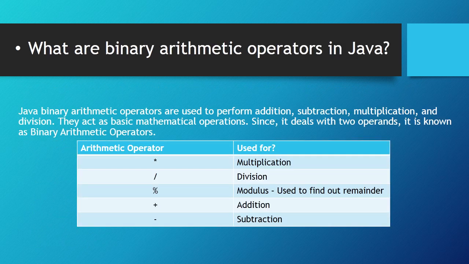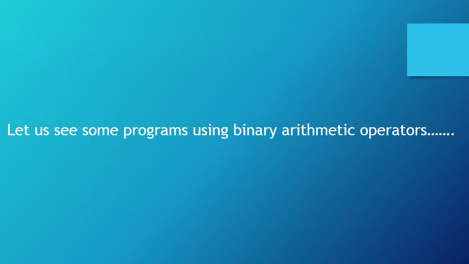Arithmetic operators in Java. Java arithmetic operators are used to perform addition, subtraction, multiplication, division, to find the remainder of the two numbers, etc. They act as basic mathematical operations. The 5 arithmetic operators are given in the table as shown. Now let us see some programs using arithmetic operators.